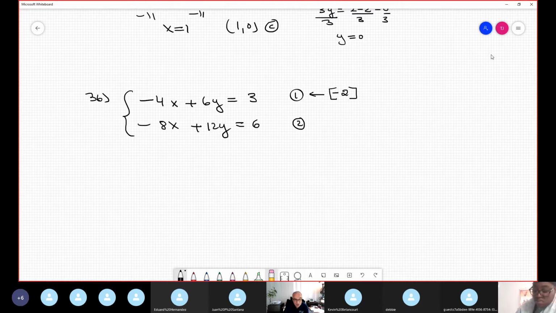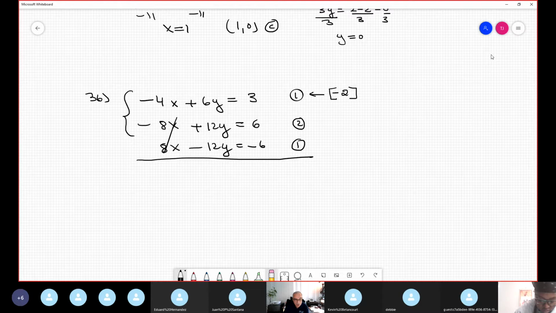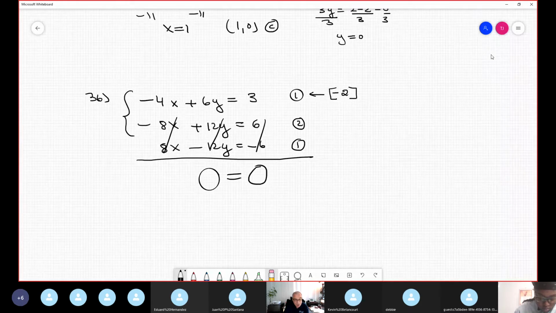When you are doing this action, -2 and -4 together is positive 8x, -2 and +6 is -12y, and -2 and 3 is -6. And this is the new equation 1. However, when you try to add both, everything is gone. 0 equals 0. Okay, what is the interpretation there? When you try to solve it, we cannot. However, we get a true statement. It's because we have infinitely many solutions.